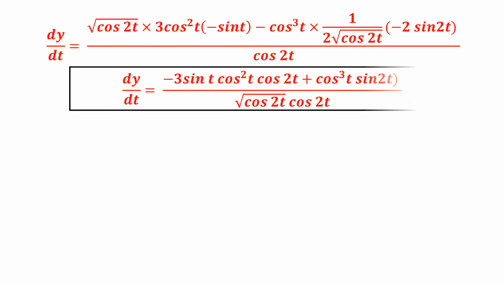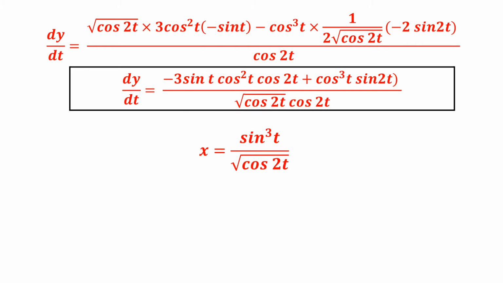We continue with that step. 2 getting cancelled. Therefore in the first term it is minus 3 sin t into cos square t into cos 2t plus cos cube t into sin 2t, minus into minus is plus. Now let us go for finding the derivative for x.